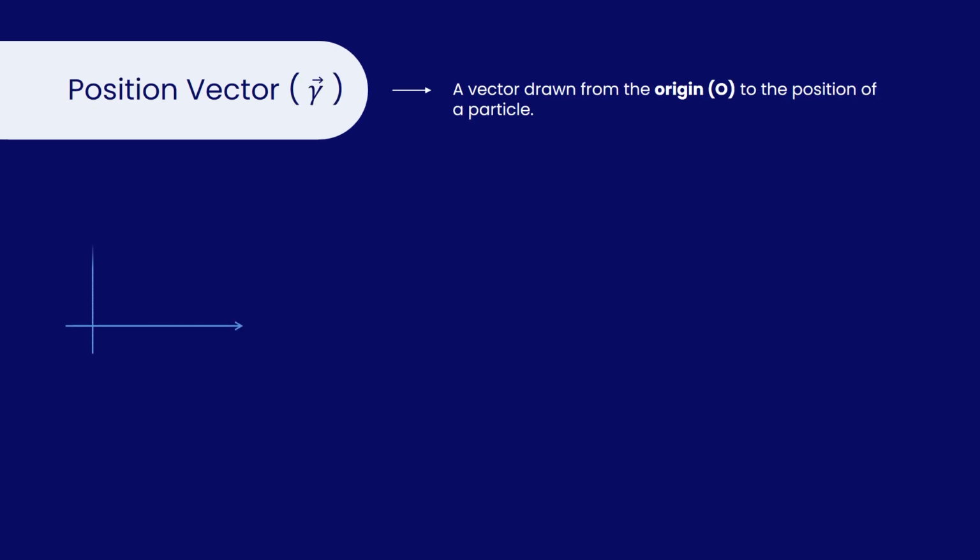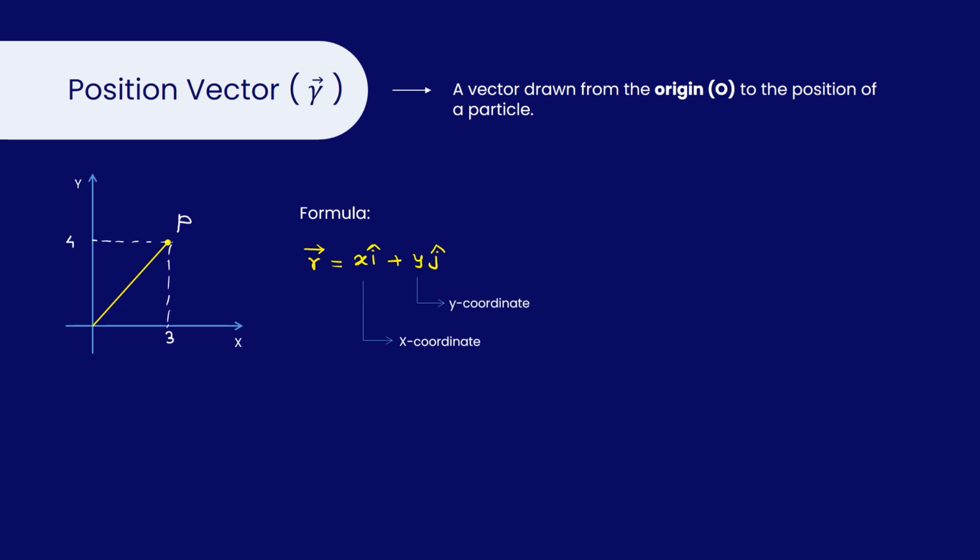Look at the coordinate system shown in the diagram. The horizontal line is the x-axis, the vertical line is y-axis. The arrow starts from origin O and ends at point P. Point P is located at coordinates 3 and 4. This arrow is called as position vector. The position vector tells us where an object is located relative to the origin.